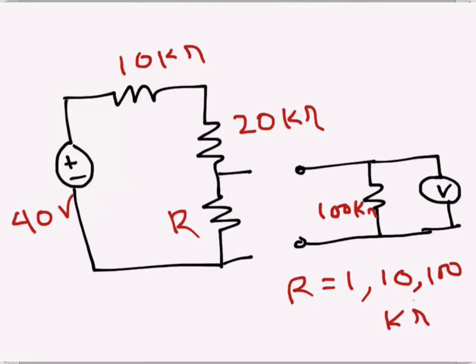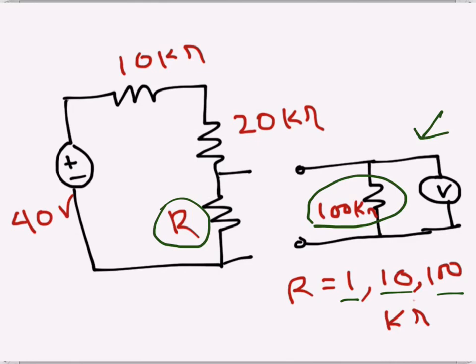For this circuit we need to find the voltage across resistance R, while R being 1 kilo ohm, 10 kilo ohms and 100 kilo ohms. First we will find the voltage by calculation, and then, if a voltmeter is connected, the voltmeter has an internal resistance of 100 kilo ohms. If the voltmeter is connected across this resistance, we have to calculate what will be the measured voltage.